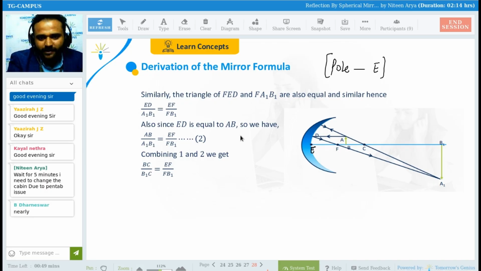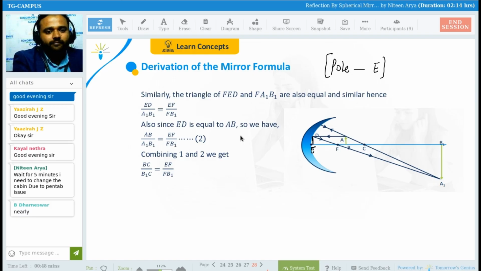So now triangle FED, this is E, FED and triangle FB1A1. As you can see, both of the triangles are quite similar. So ED upon A1B1, because this is the perpendicular kind of thing. So ED upon A1B1 equals, there is a property of similar triangles: the ratio of the corresponding sides is equal. You know this thing or not? First of all, you tell me. You know this thing, na?